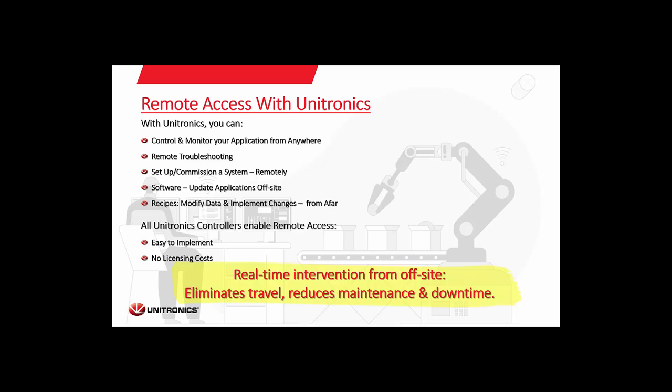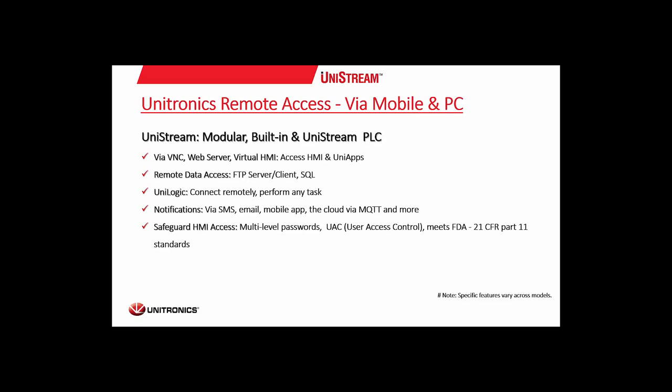To start, we'll be starting with the UniStream series. These can be accessed via VNC, web server, and the UniStream PLC has a virtual HMI as it has no screen. That's accessed via VNC or can host a web server. There are remote data access options, FTP server client, SQL. Unilogic can connect remotely over Ethernet and perform any sort of programming task you might want it to do. There are various options to send notifications, and there's the ability to add passwords to most, if not all, parts of a Unilogic program.